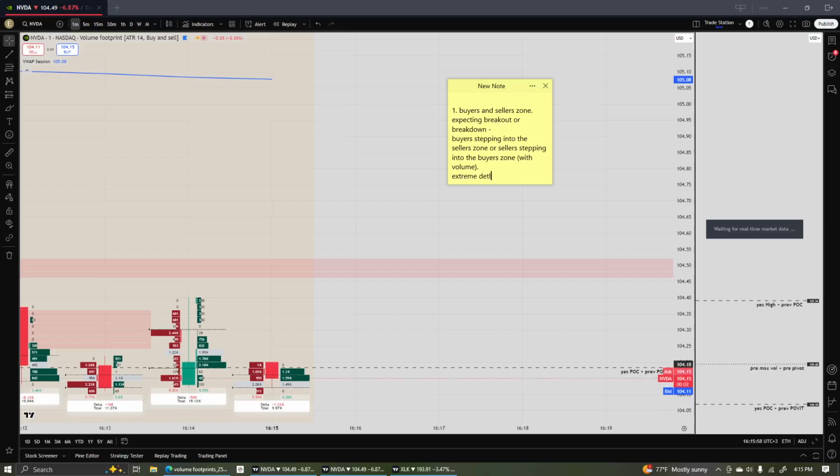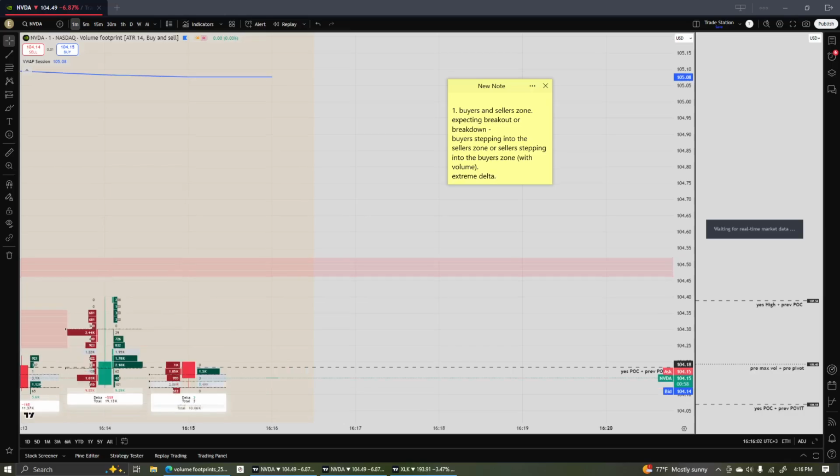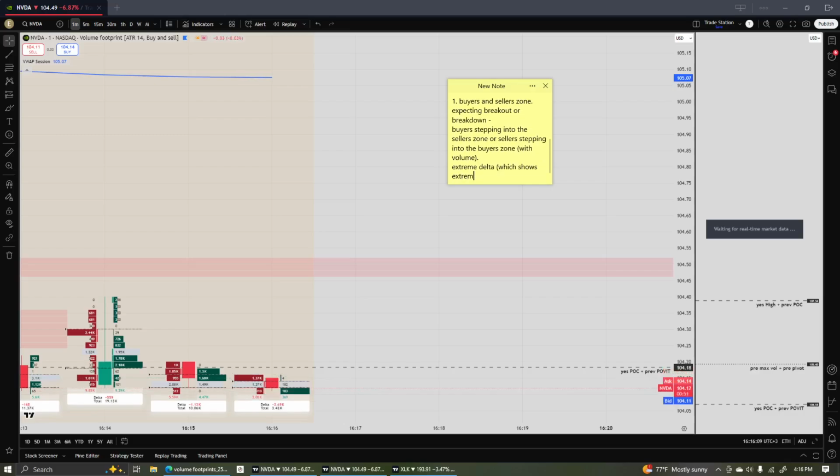Extreme delta. This is what I'm looking for. I'm looking for extreme delta, which shows extreme aggression. What is the correct spelling? Double G? Extreme aggression. Okay.